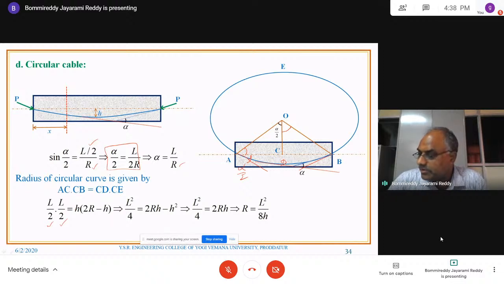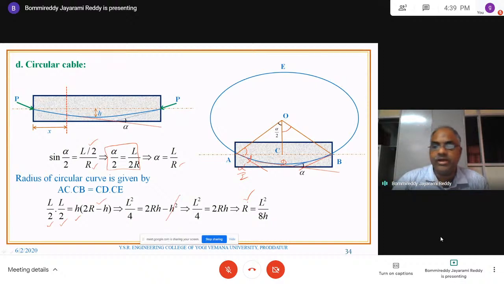And what is this value? It is nothing but cable height h. And what is the remaining? 2R minus h. So here h square, h is very small, and we neglect that. Accordingly, radius of curvature equals L square by 8h. So this is how, for different shapes of the cables, we compute the alpha value.